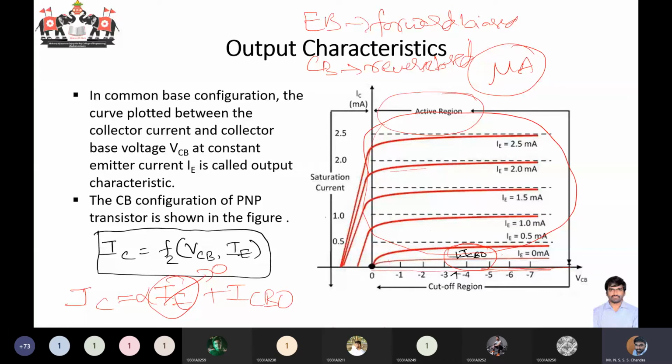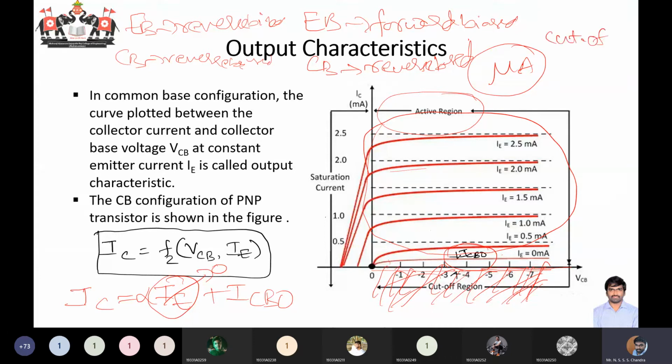Okay, and the region below this, IE equal to 0 milliamperes. So what happens when IE is less than 0 milliamperes? I mean to say that your emitter base is reverse biased, and your collector base is also reverse biased. So when both are reverse biased, then that portion of the graph is said to be cutoff region. This entire region below IE equal to 0 milliamperes is said to be cutoff region.